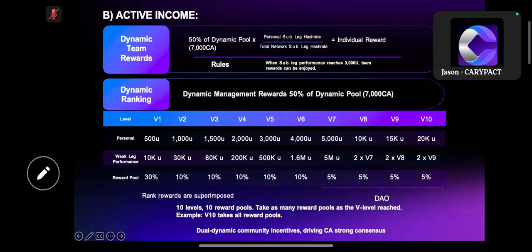The first part is the dynamic team reward, which is already split into two. First part is the dynamic team reward. Second part is the dynamic ranking. So we have two parts over here. Let's talk about the first part, the dynamic team reward, for which they have allocated 7,000 CA token per day.